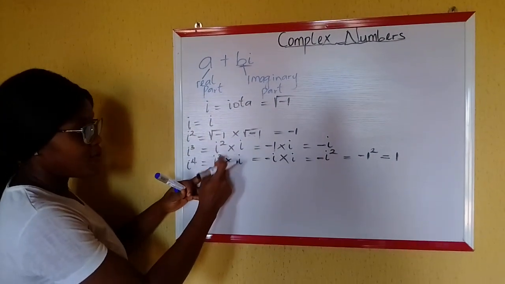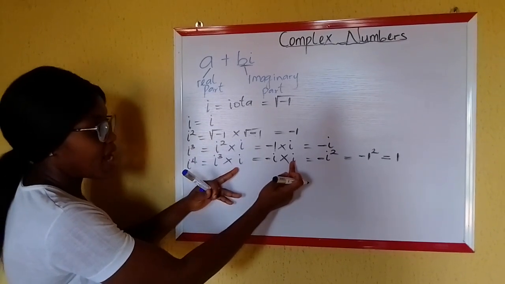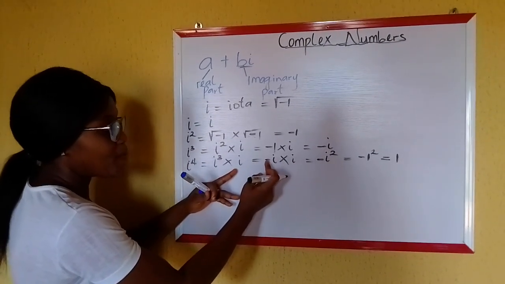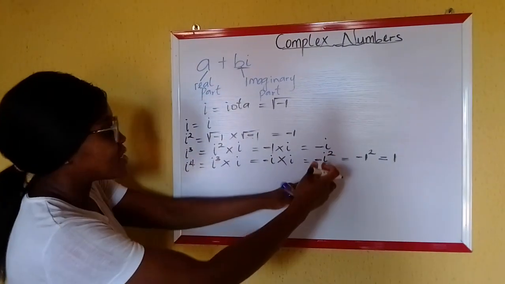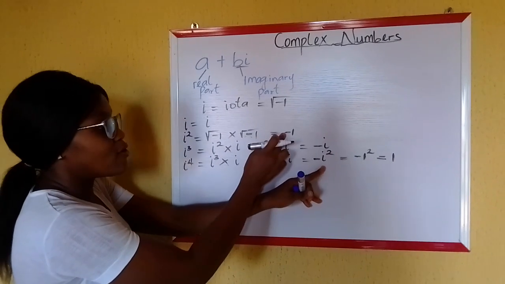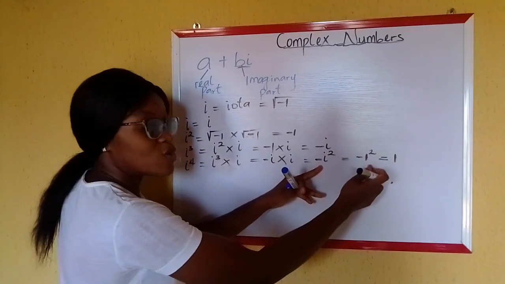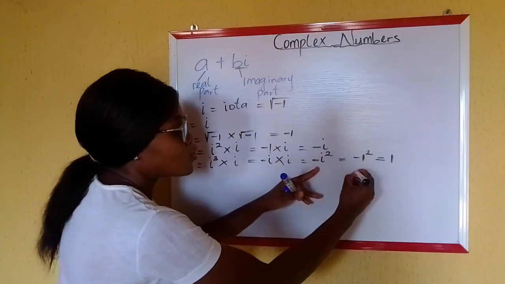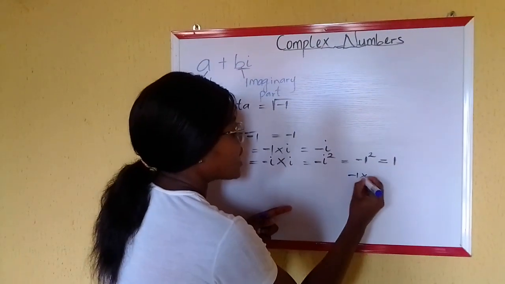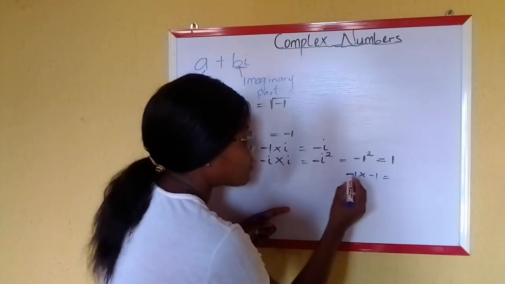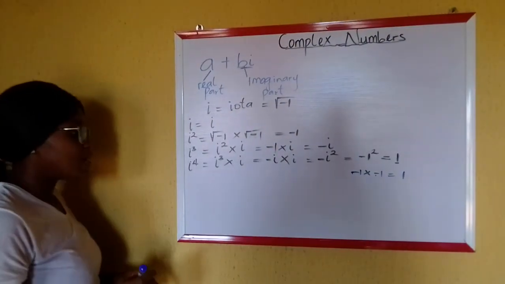Look at this. i raised to the power 3 is minus i. We have our minus i times i. When you multiply minus i times i, it will give you minus i squared. Remember that i squared in this case is minus 1. So you have minus of minus 1, which is minus times minus, is plus, and will give you 1. That is why we have 1 here as the answer.